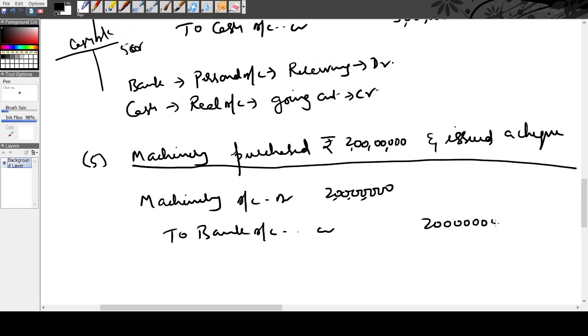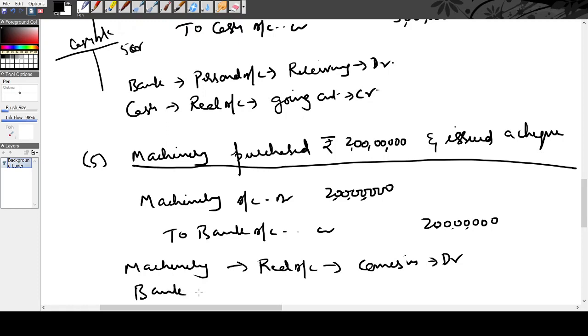What is the logic behind this journal entry? I'll write down the logic also. Machinery, it is a real account. It comes into the business, hence it has been debited. Bank account, it is a personal account. It goes out of the business, or we can say personal account does not go out, I'm sorry. We have to treat him as the giver, hence credit.